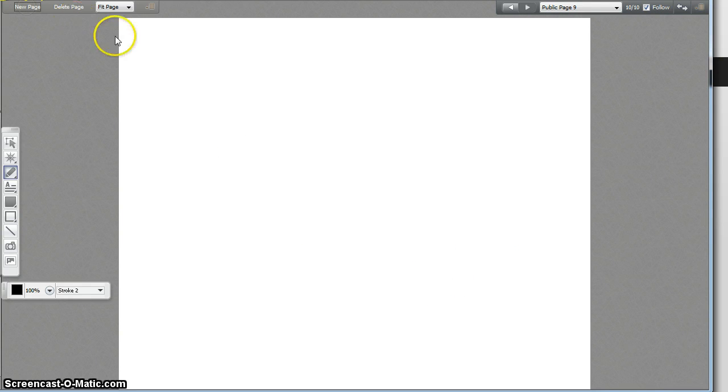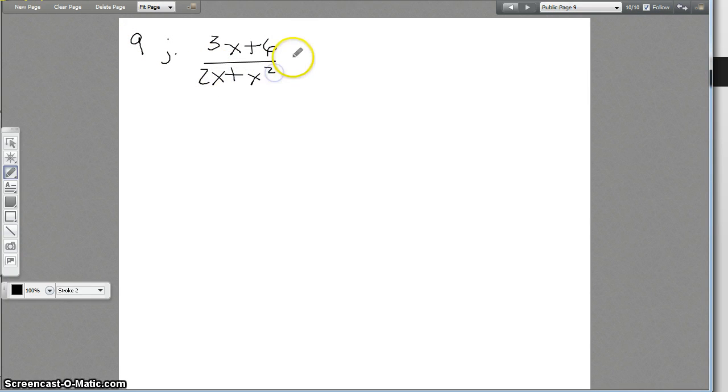Let's do a couple more parts. Let's look at 9j. That is 3x plus 6 over 2x plus x squared. My numerator, the common term is 3, and I would factor that as 3 times x plus 2. 3 times x is 3x. 3 times 2 is 6.